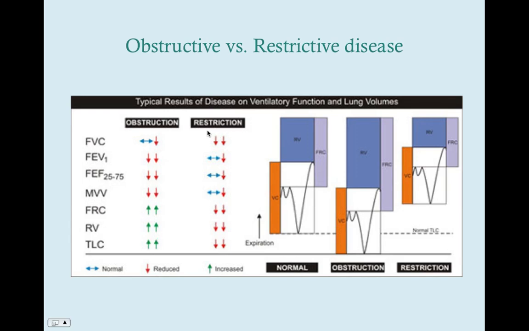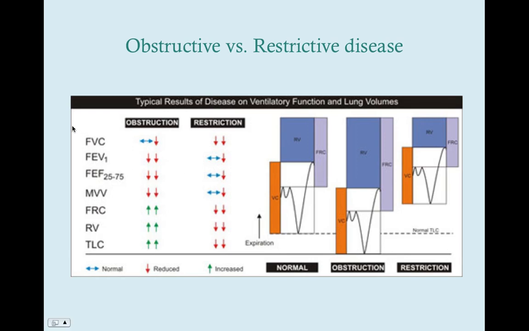With restrictive lung diseases, the best way to remember it is that all the volumes are going down. So your FVC is going down, your FRC is going down, your residual volume is going down, your total lung capacity is going down, because your tissue is less compliant with bringing air in because it's diseased.